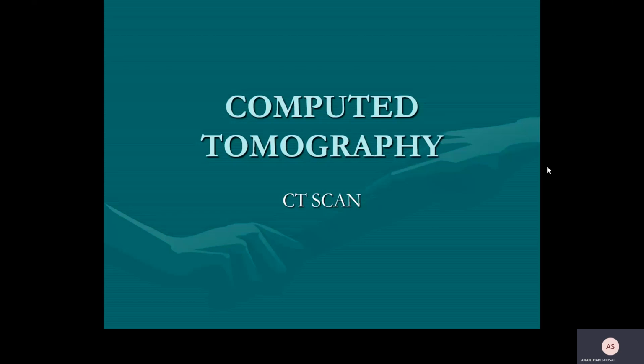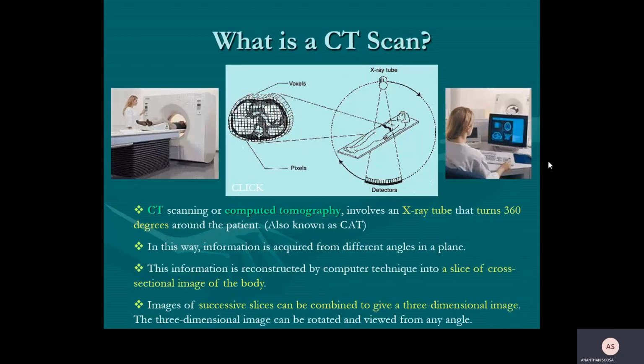CT scan's full name is computed tomography scanning. C stands for computed tomography. If you see the machines of MRI and CT scan, they look identical. Same donut shape, same computer at the side, in the next room. So you can't differentiate them. You can only differentiate at the door. For MRI they put the magnet sign. Here they put the radiation sign, because it's radiation.